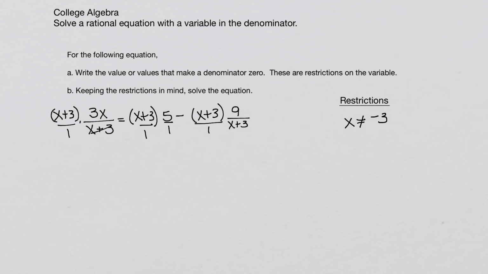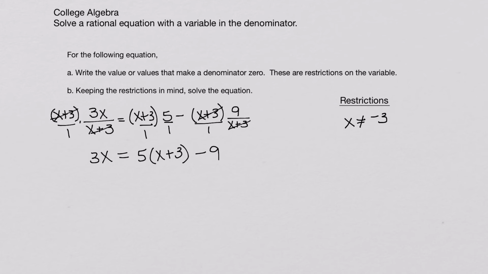So now these x plus 3's cancel, and I have 3x on the left by itself. And then I have 5 times x plus 3, and I'm going to put the 5 in front because of peer pressure. Everybody does it that way, so I'm going to do it that way. And x plus 3's cancel out, and we get a minus 9. Okay, so there's my equation.